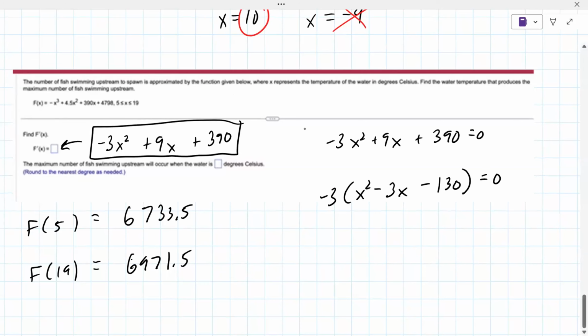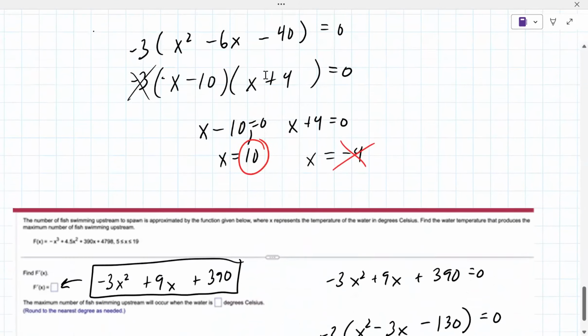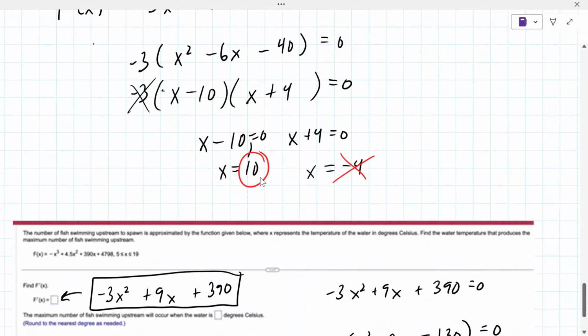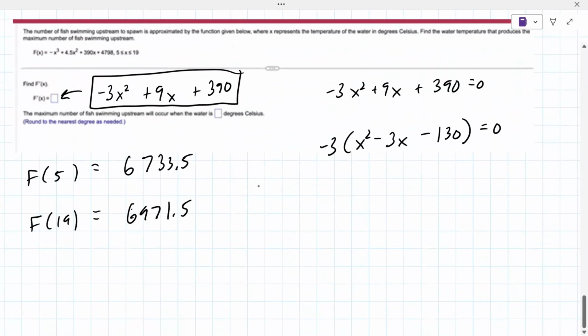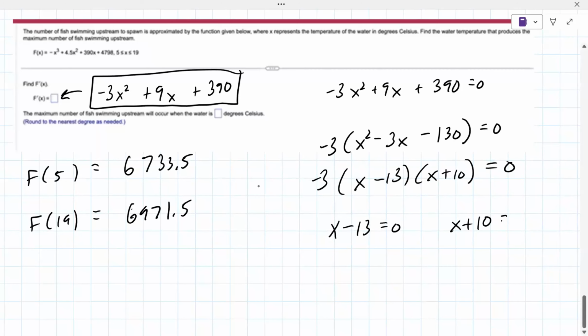Okay, so two numbers that multiply to minus 130, add to negative 3. You were on the right track in this last problem. You always try, like, 10 is a good one to always try. In this case, it's 10 and 13. So you set each of those equal to 0.